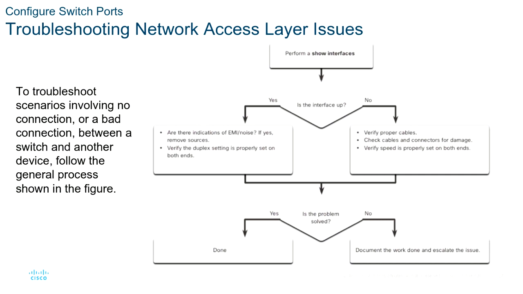If the interface is not up, we make sure that the cables are proper and the connectors don't have any damage on them. If the problem is solved, we close the incident in our trouble ticketing database. If not, we update our trouble ticket and go back in. Try to use more show commands, or if it's too much for us, we escalate the issue to a senior engineer that has more experience.